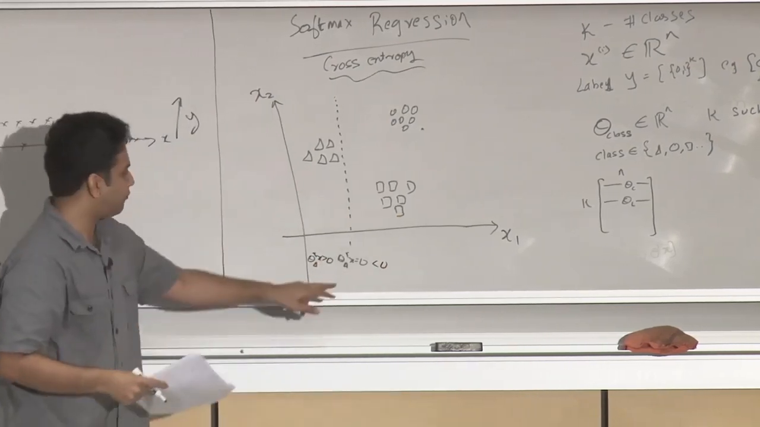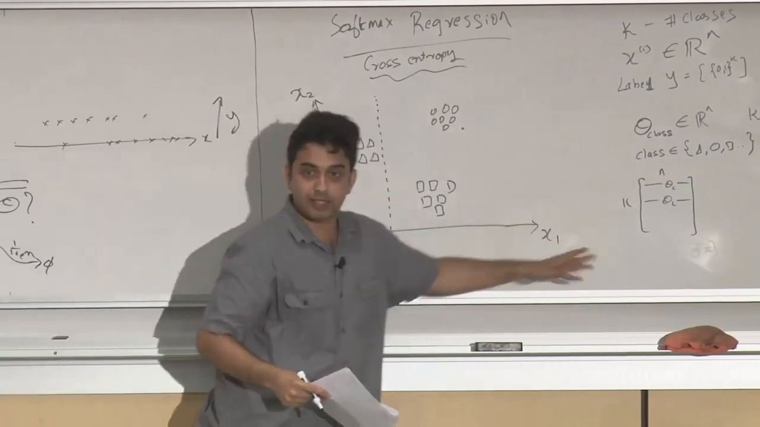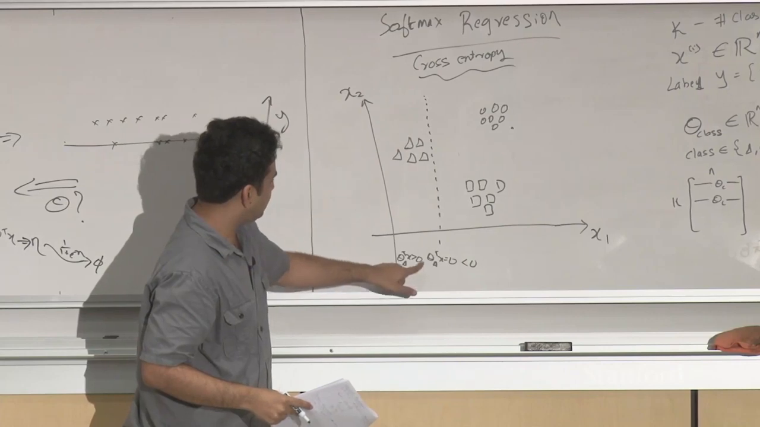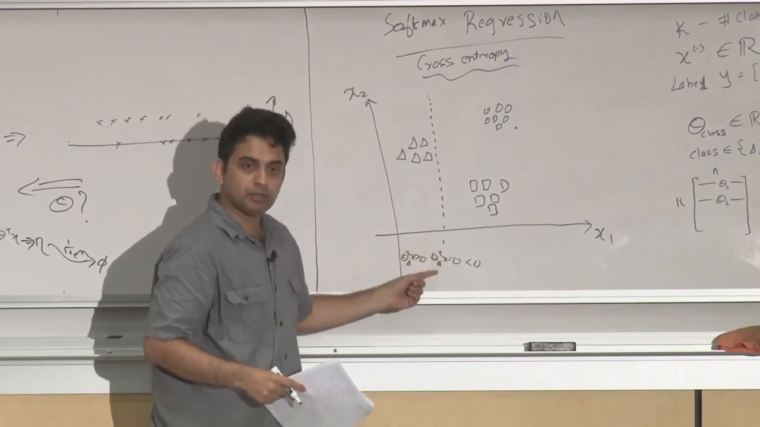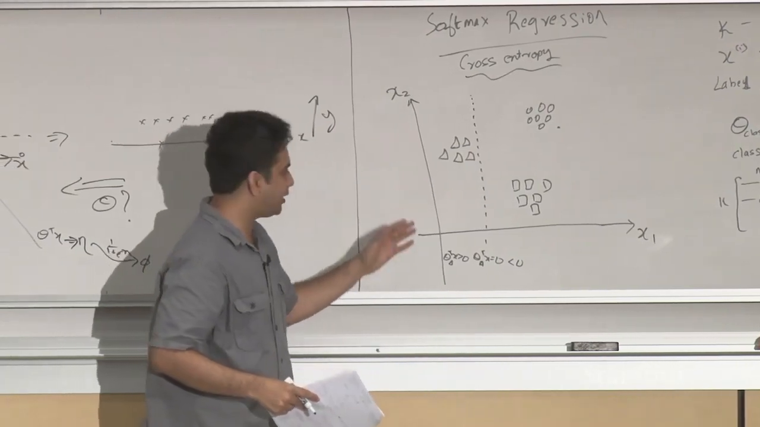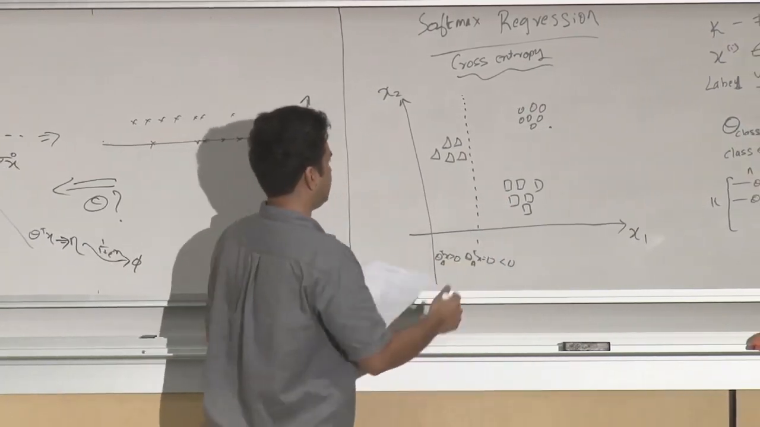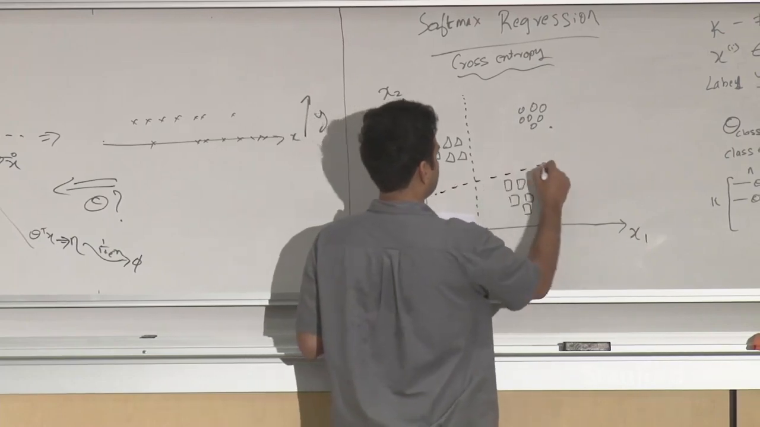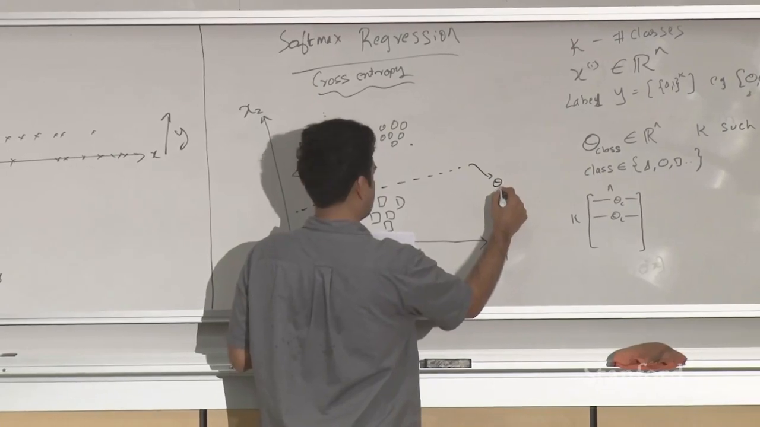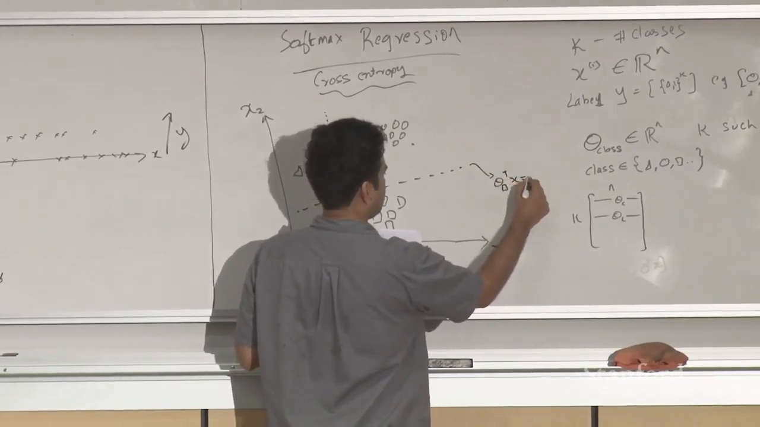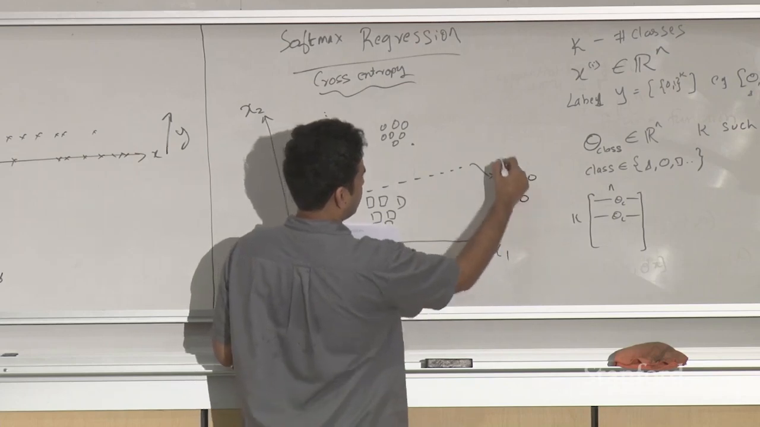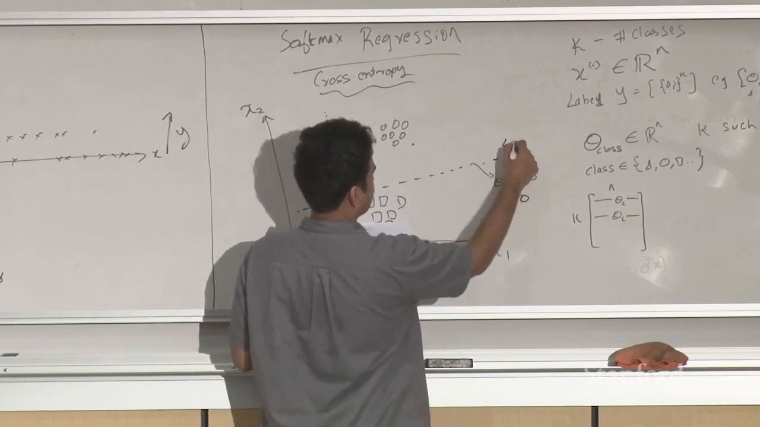So for the triangle class, there is this line which corresponds to theta triangle transpose x equals 0. Anything to the left will give you a value greater than 0, anything to the right less than 0. Similarly, this corresponds to theta square transpose x equals 0. Anything below will be greater than 0, anything above will be less than 0.